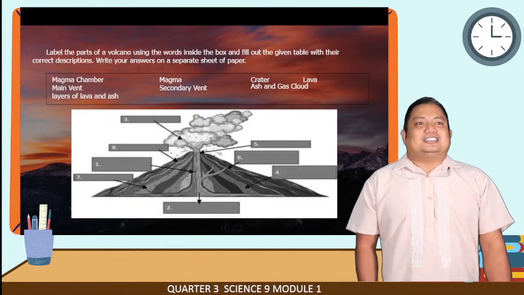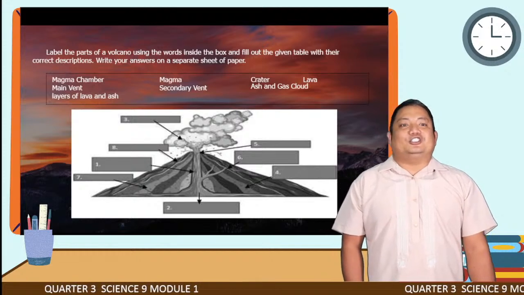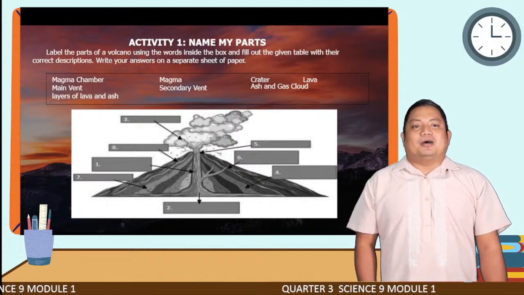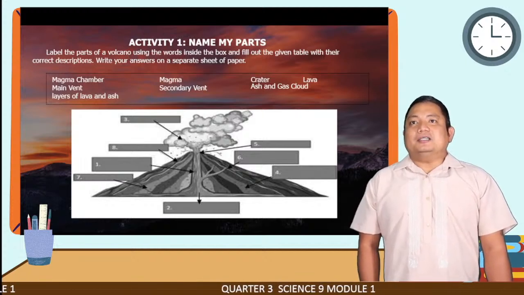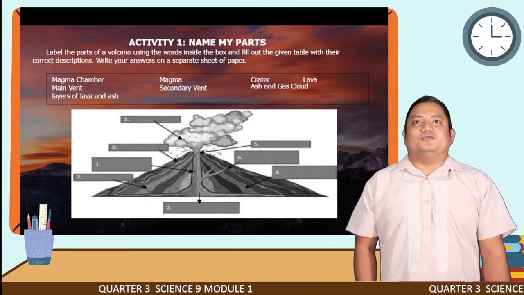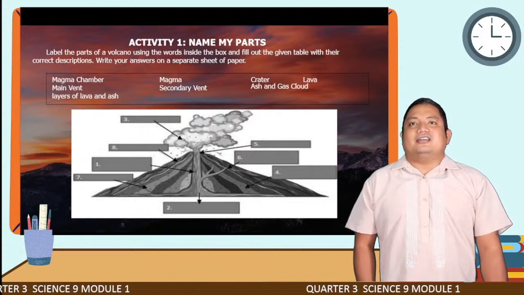It's now time to test your knowledge after knowing the concept of volcano and its structure by answering the activity entitled Name My Parts. Label the parts of a volcano using the word or words inside the box and fill out the given table with the correct descriptions. Write your answers on separate sheets.